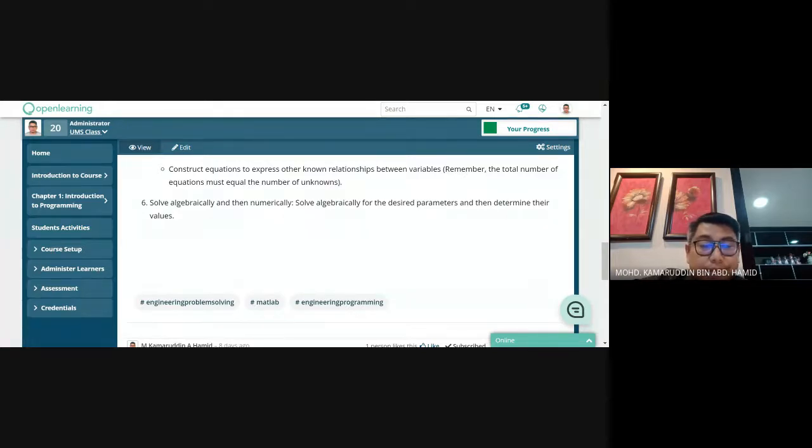Algebraically is in order for you to transform all those equations into something that you can solve. That is what we call algebraically, and then numerically, where you find out the value. That's why we call it numerical. The solution is to find the value. Sometimes you may come up with several solutions. Then you need to select the suitable, the right, and the logical one.